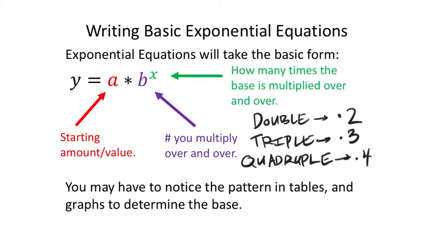Okay, so they may say something like, you start with this amount and then you triple it every year for 5 years. So you're tripling it, so you'll be multiplying by 3, but every year for 5 years means that you do this 5 times. So this creates a basic exponential equation for us.